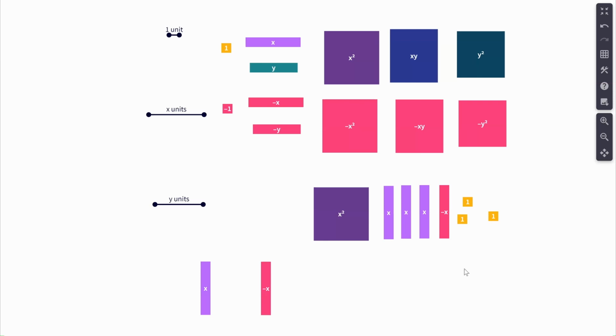These are the very, very basics of the algebra tiles. I hope that was helpful, and you've got this.